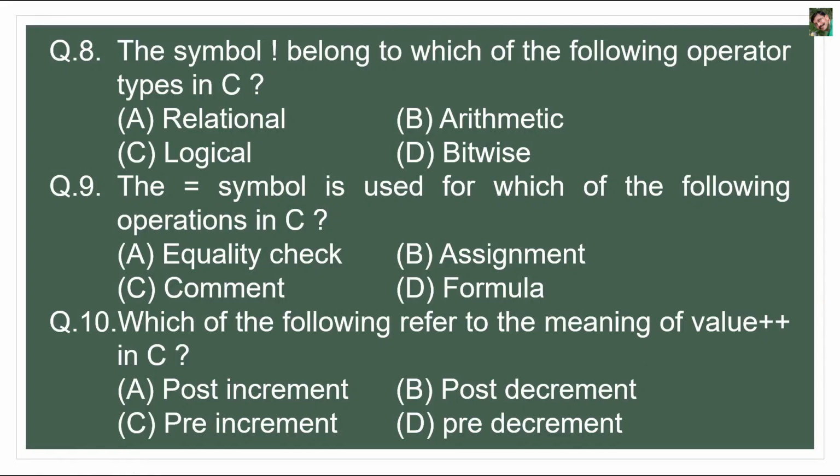Moving over to question number 8, the symbol exclamation belongs to which of the following operator types in C? Whether it is relational, arithmetic, logical, or bitwise. So it is a logical operator, logical not. It is representing not. So when you want to say not equal to, you write exclamation equal to sign. So not is represented using the exclamation sign in C language. Question number 9. The equal to symbol is used for which of the following operations in C?